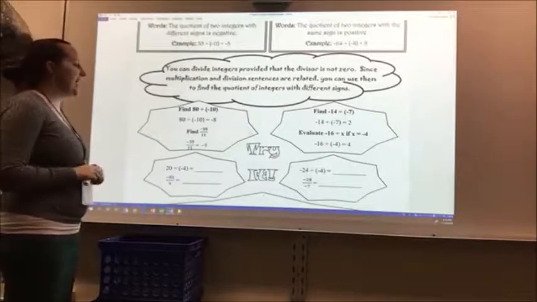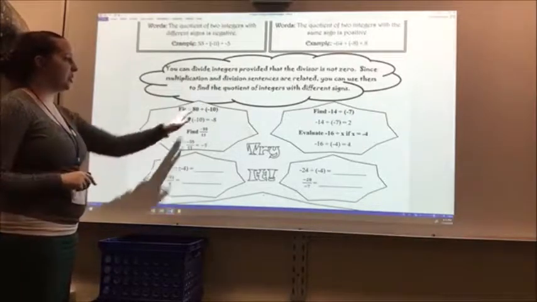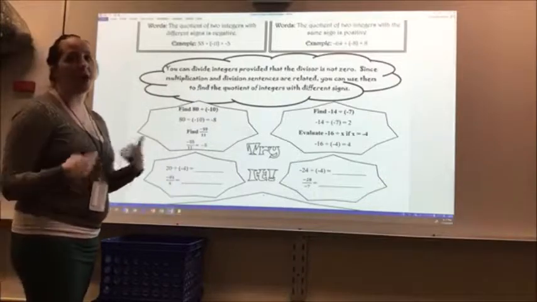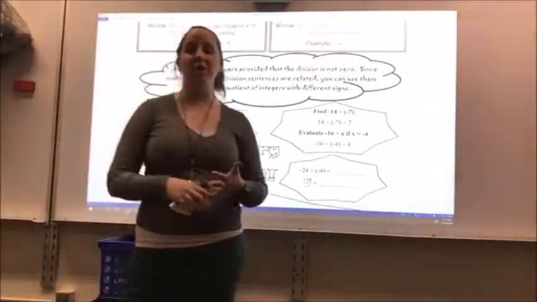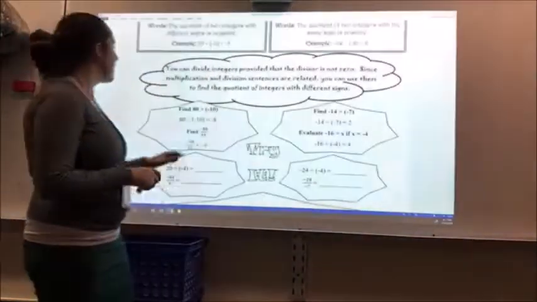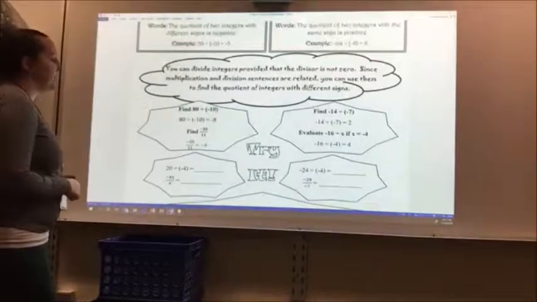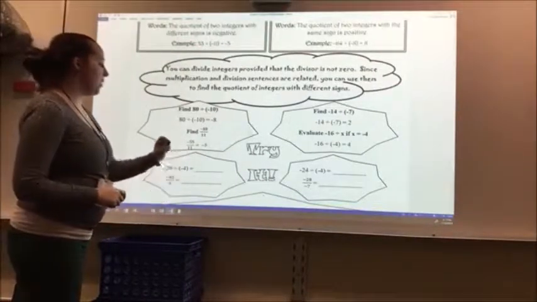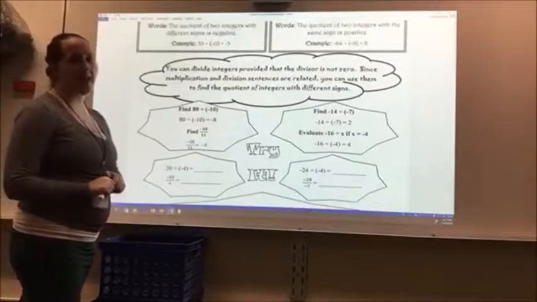Next I have find negative 55 divided by 11. Just because there's not a division sign, this bar, the fraction bar, means the same thing as division. So division, fractions, they're all meaning divide. Okay? Negative 55 divided by 11, so 55 divided by 11 is 5. I have one negative, so my answer is negative, negative 5.